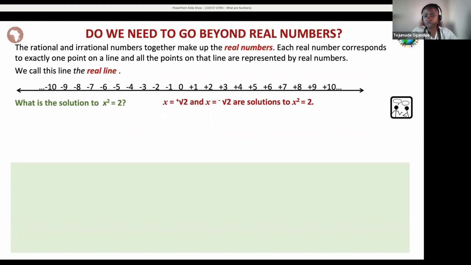So x equals plus root 2 or minus root 2. Our solutions to x squared equals 2. Do we really understand how this is?